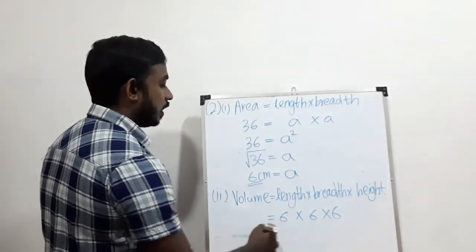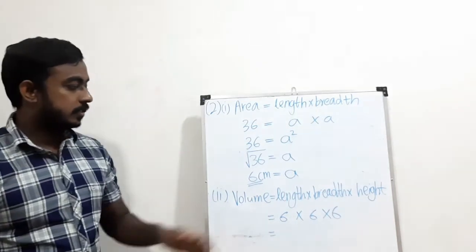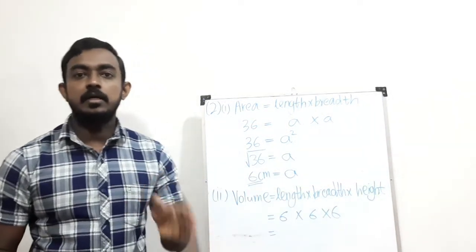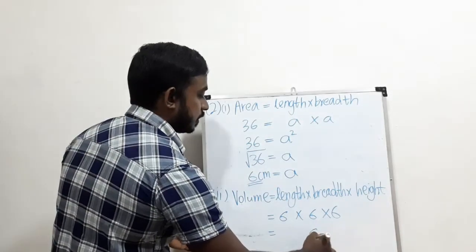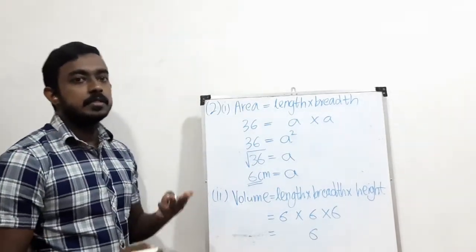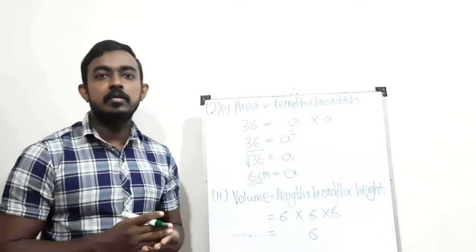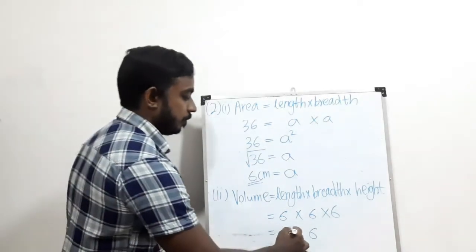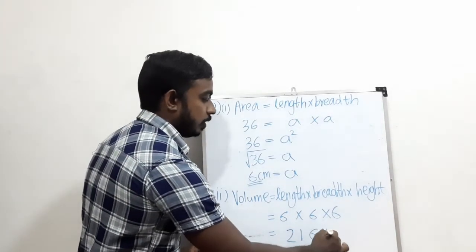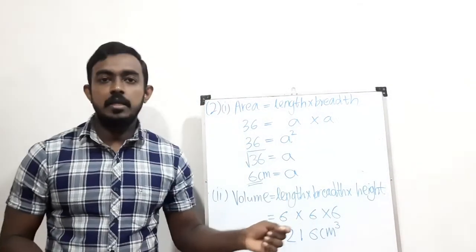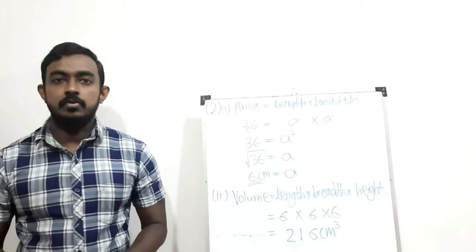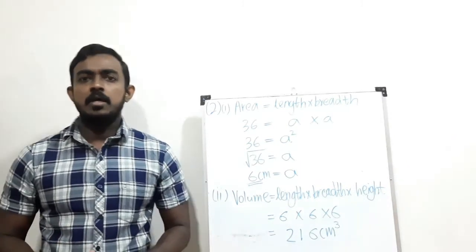Now we can get our answer. 6 times 6 is 36. Then 36 times 6. 6 times 6 is 36, 3 remains. Then 6 times 3 is 18, with that 3 is 21. So we can write our answer as 216 cubic centimeters.